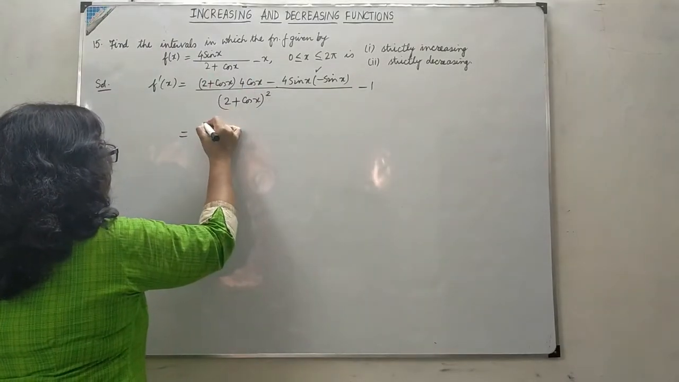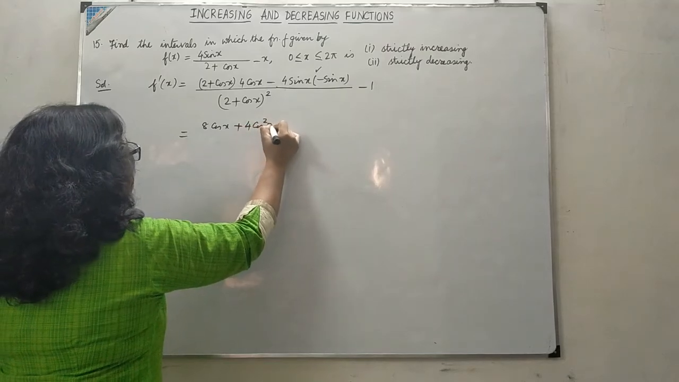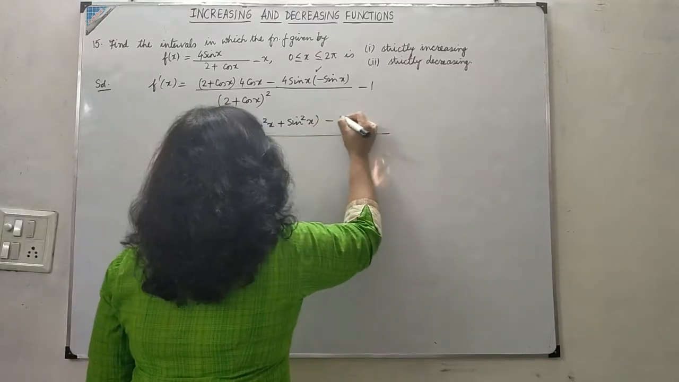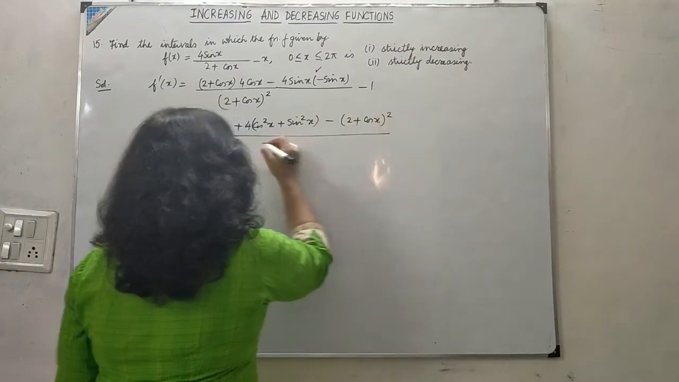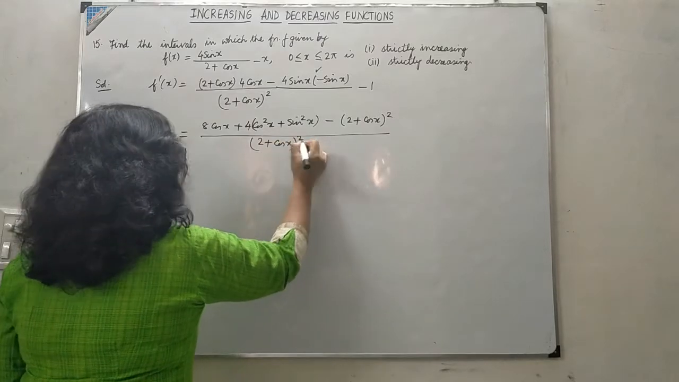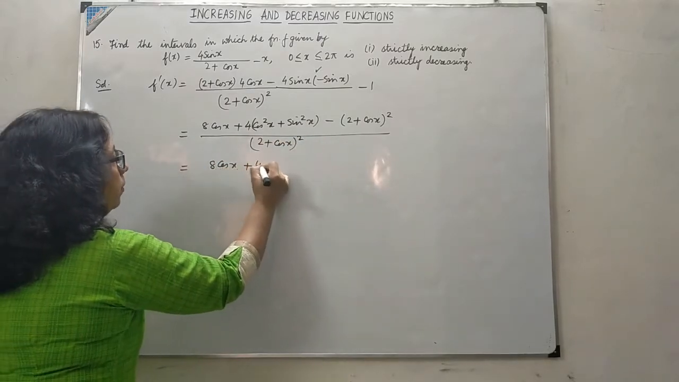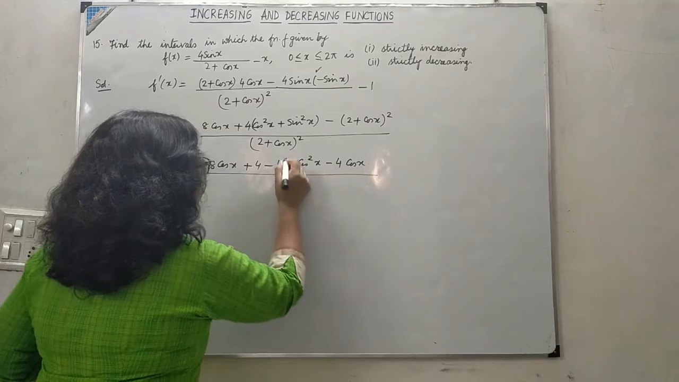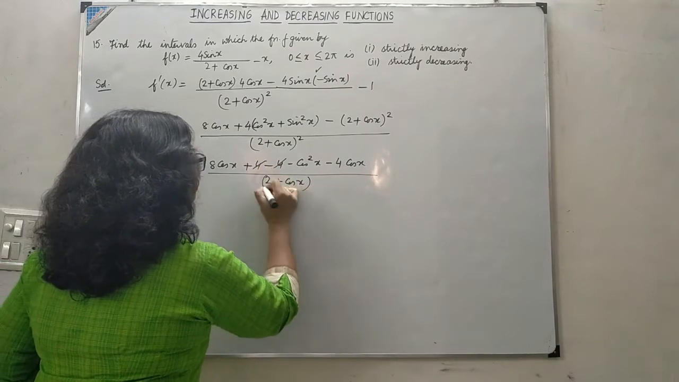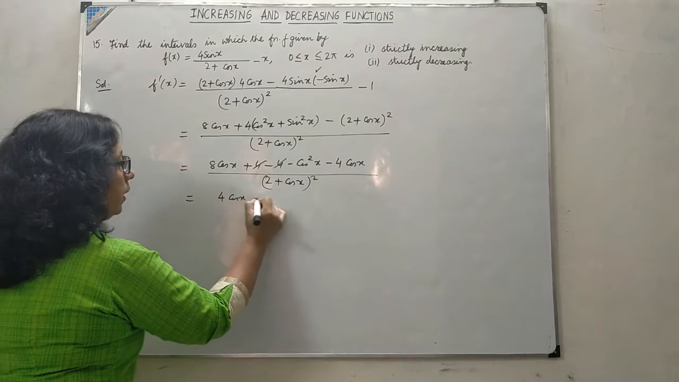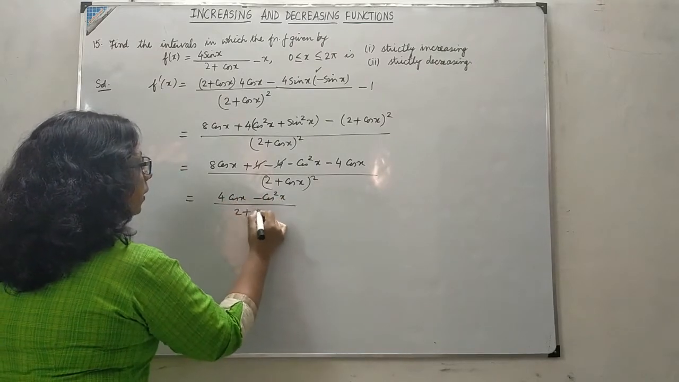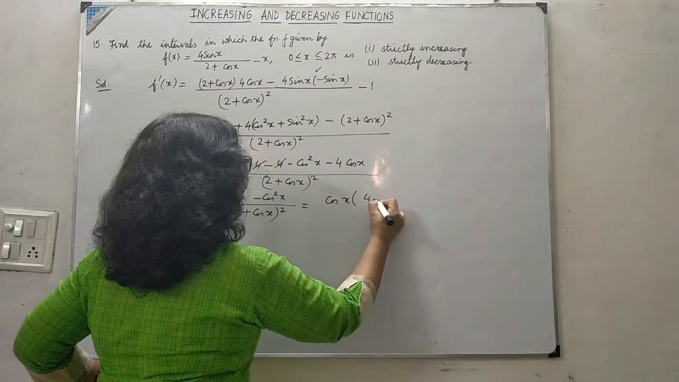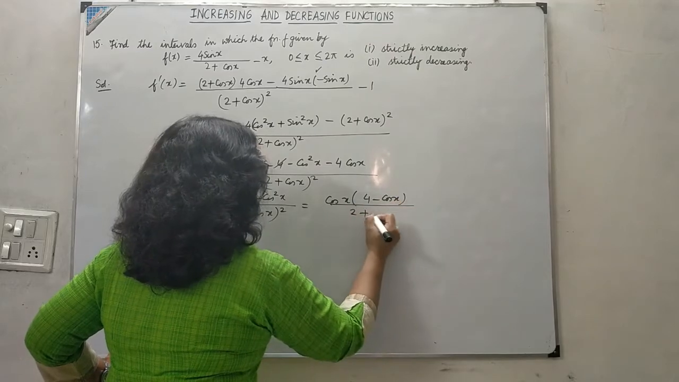And now, after simplifying, this is 8 cos x plus 4 cos square x plus 4 sin square x, taking common. And taking LCM, this is (2 plus cos x) whole square in the denominator. This is 8 cos x plus 4 minus cos square x minus 4 cos x. Now, after simplifying, we get the term 4 cos x minus cos square x. And if I take the factors, I have numerator cos x common, (4 minus cos x) upon (2 plus cos x) whole square.